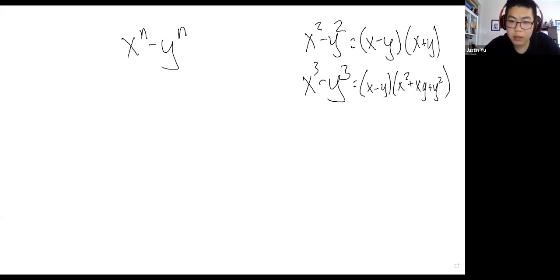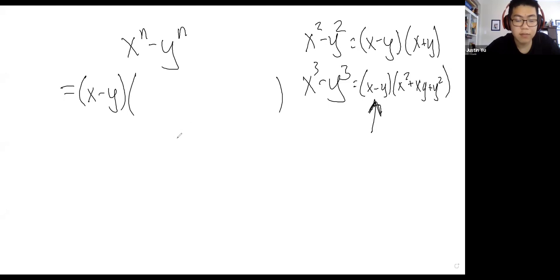Now, hopefully you can see, what do these have in common? We have an x minus y factor in here. So is there a factor that we expect this to have in general? Yeah, we expect this to have an x minus y as well. But the question is, what is the rest of it going to look like? Like, what is this mess going to look like?